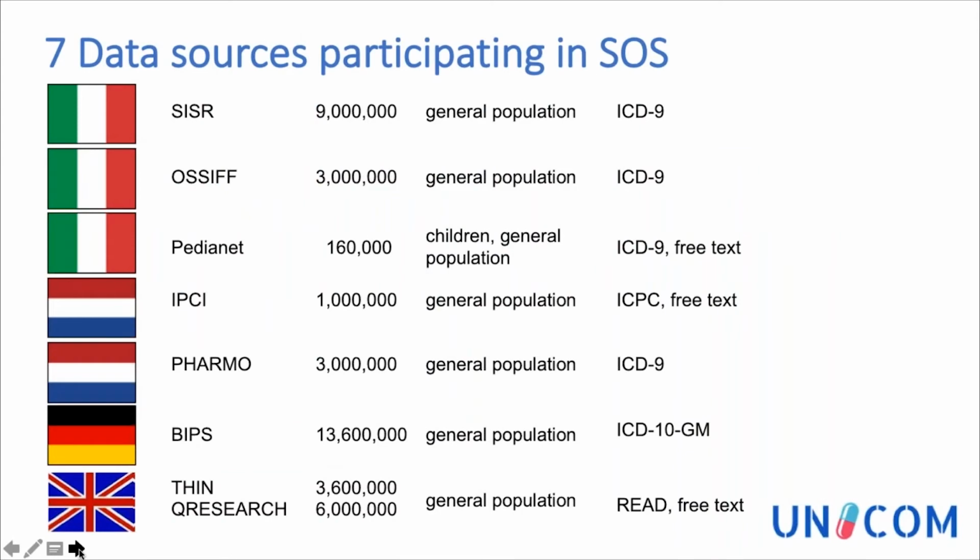In the SOS study, 7 data sources participated, 3 from Italy, 2 from the Netherlands, Germany, and UK, together having access to a source population of about 35 million subjects, using various types of data, from medical record databases such as IPCI, THIN, and Pedianet to claims databases such as the CISAR, OSIF, and BIPS databases, and then a record linkage of different types of data in Pharmo. Now what you see on the right-hand side is the terminology by which the diagnoses are coded. Several use ICD-9, there is ICD-10 in Germany, READ in the UK, and ICPC in the Dutch general practice database.